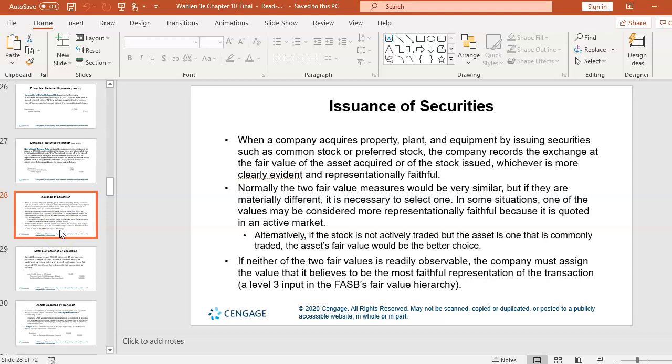And then sometimes, of course, you might just issue stock, common stock or preferred stock, in exchange for purchasing an asset too.